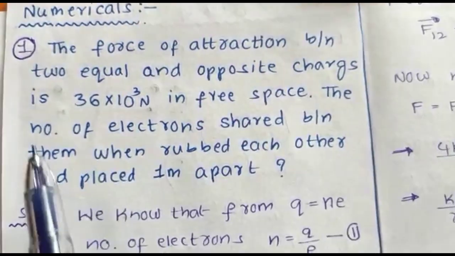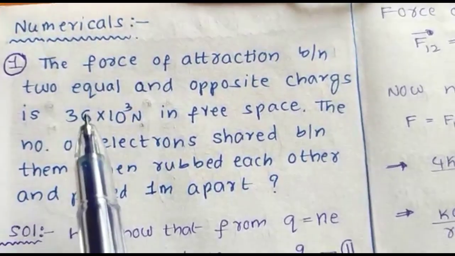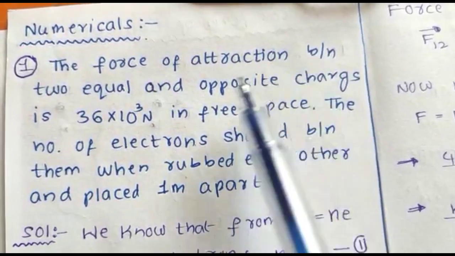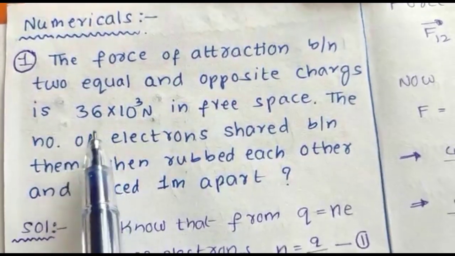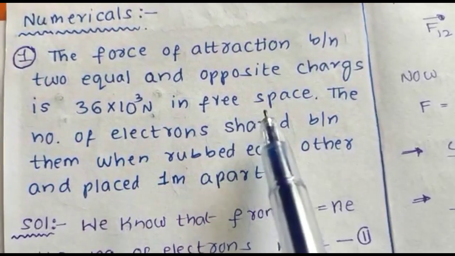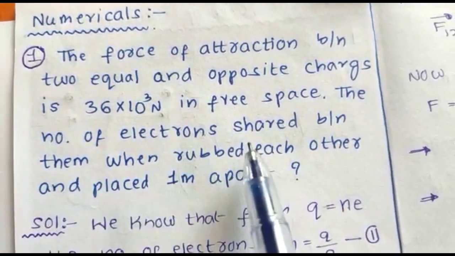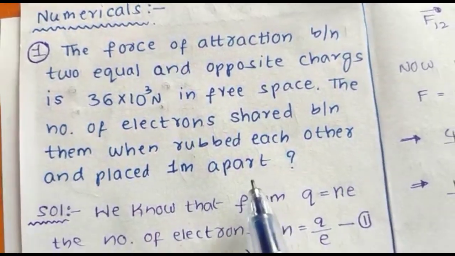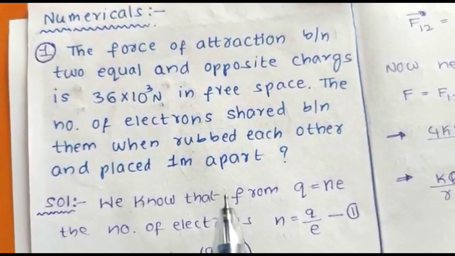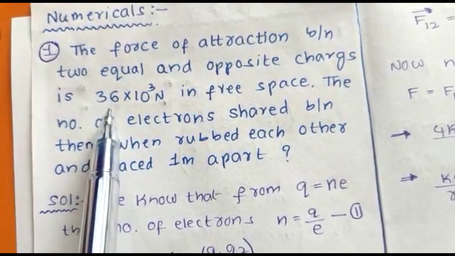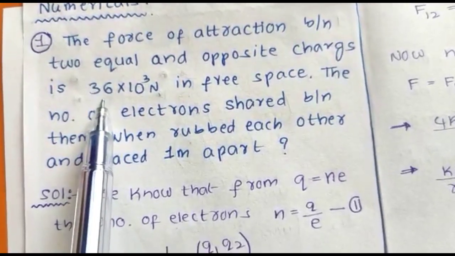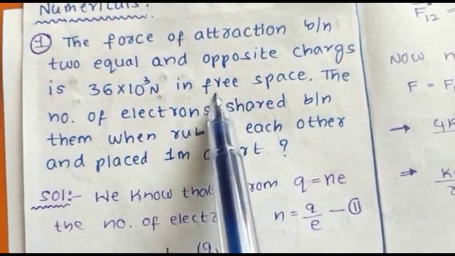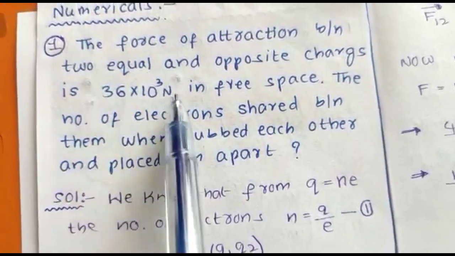Dear students, now let us discuss some problems on Coulomb's law or electric force. The first question is: the force of attraction between two equal and opposite charges is 36 into 10 power 3 Newton in free space. Find the number of electrons transferred between them when rubbed against each other and placed 1 meter apart. In this problem they have given the force, they have not given the charges, and they have given the 1 meter distance. They have also given one more hint, that they are placed in free space.